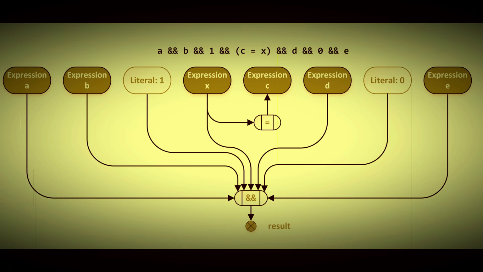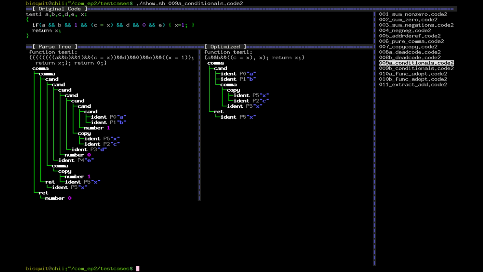The 1 was deleted because it cannot change the result. The 0 was deleted because it forces the result. The E was deleted because it would never be evaluated because of the 0. This is the OR version.